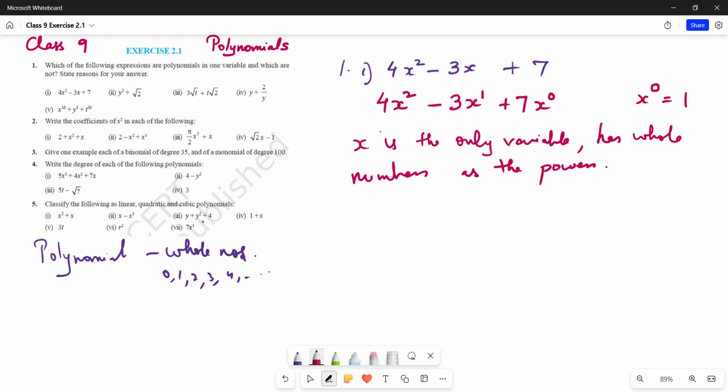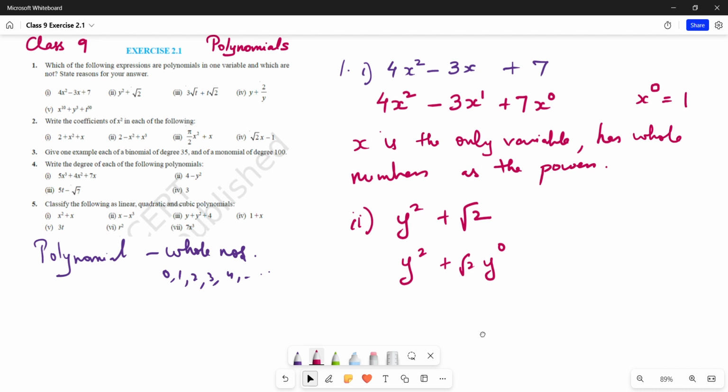Now the second sum. Let's work out the second sum. y squared plus root 2. Now I am not going to write down the reason again. You yourself will know. y is raised to the power 2 and root 2 is the constant. So rewriting, y raised to the power 2 plus root 2 y raised to the power 0. So clearly y is the only variable and the variable has whole numbers as the power. So this is also a polynomial in one variable.